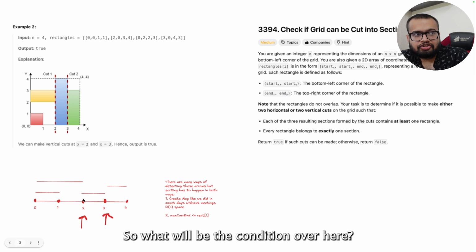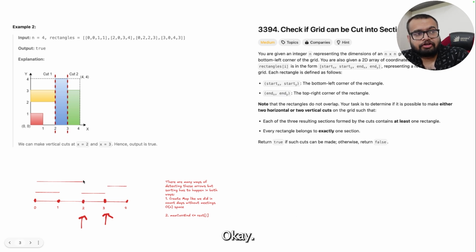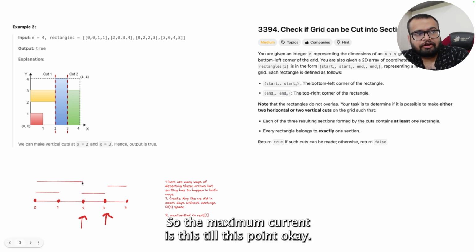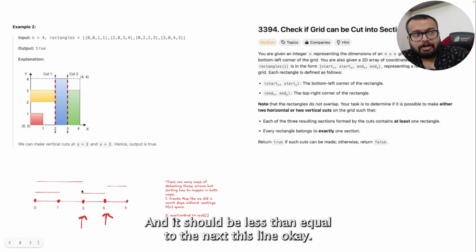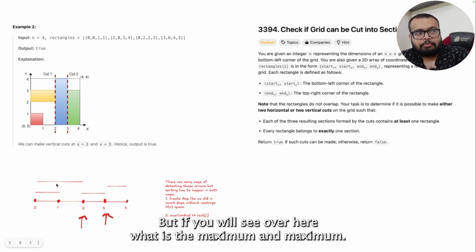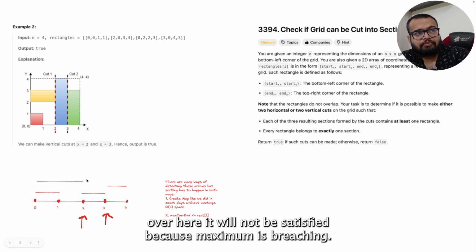So what will be the condition over here? We will maintain the maximum current end. The maximum current end is this, till this point, and it should be less than or equal to the next line, whatever line is coming. So here we will increment the counter. But if you see over here, what is the maximum end? The maximum end is this one, so the next one will not be satisfied because the maximum end is breaching.